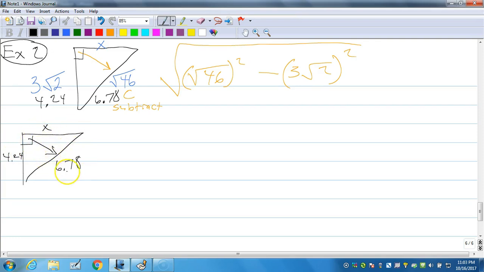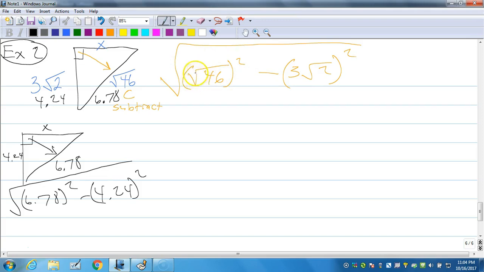Do you have this number? Yes, so subtract. 6.78 squared minus 4.24 squared, and you take the square root. Alright, same thing. Your answer will be off by a few decimals, but it doesn't matter. You still get the work done. So if you don't understand it, do the decimals. If you don't understand how to do the orange thing up here, do the decimals and just get the answer and be done with the assignment.